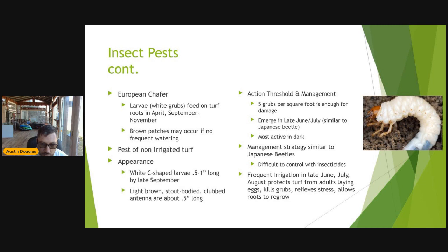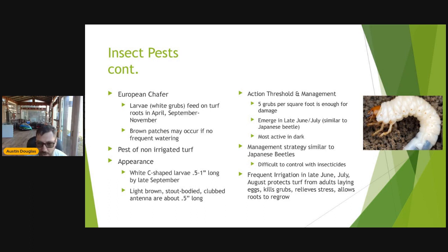They look like a C shape. They're white, a 1/2 inch to 1 inch long by late September. Light brown, a real stout body. They have what's considered a clubbed antenna that's about a 1/2 inch long. They also make really good fishing bait too, if you can find these.